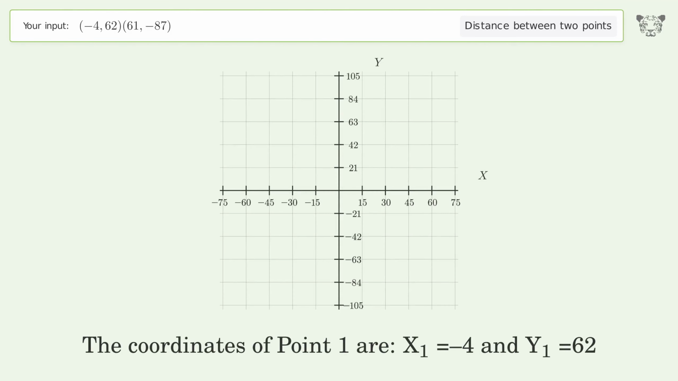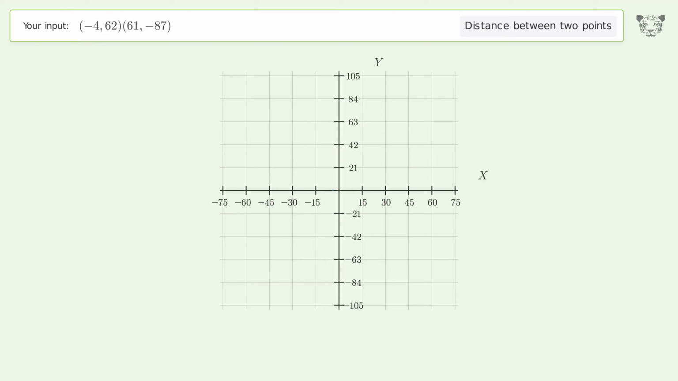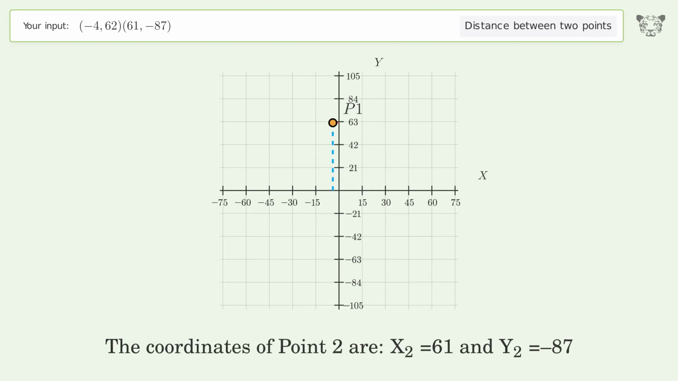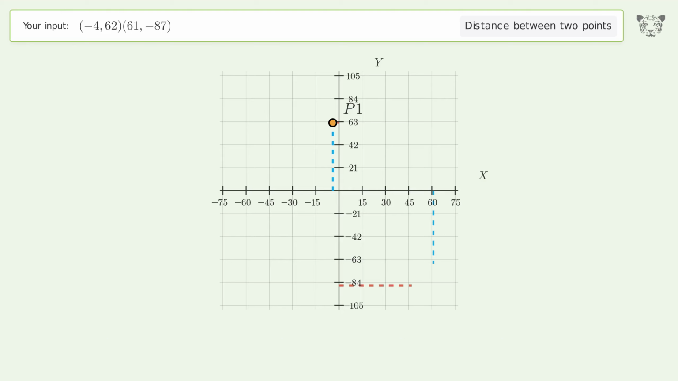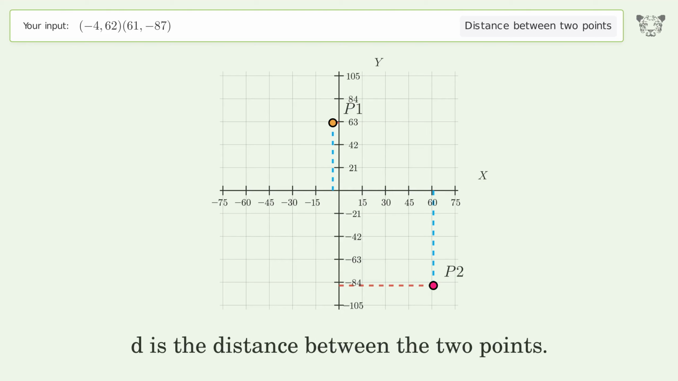The coordinates of point 1 are x1 equals -4 and y1 equals 62. The coordinates of point 2 are x2 equals 61 and y2 equals -87. D is the distance between the 2 points.